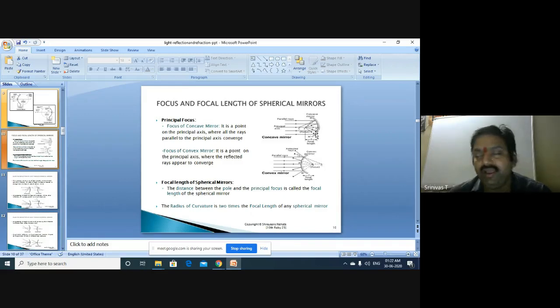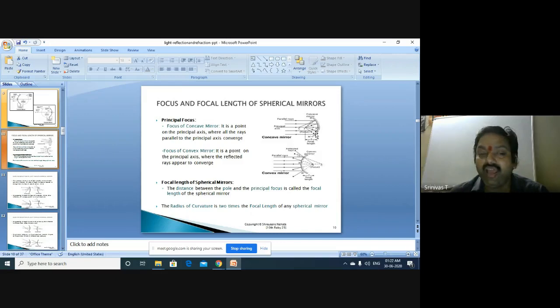Similarly, the other way also: if you have the source of light exactly at the focus, then whatever light rays reflect from the mirror will all travel in a direction parallel to the principal axis.